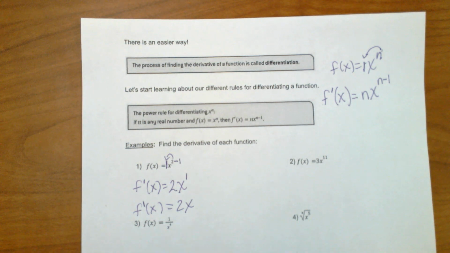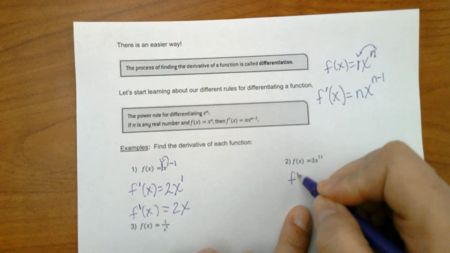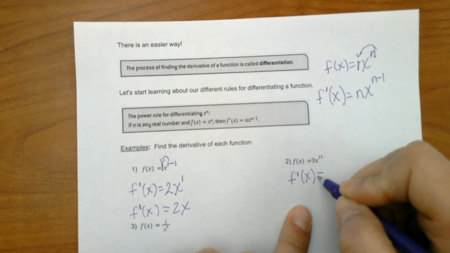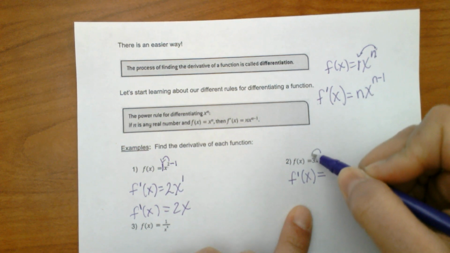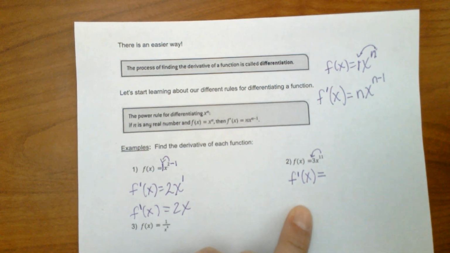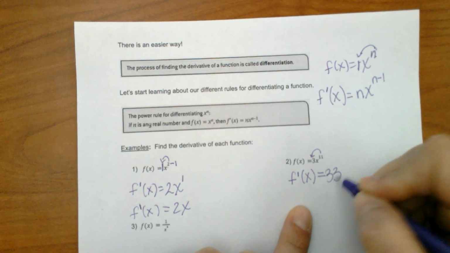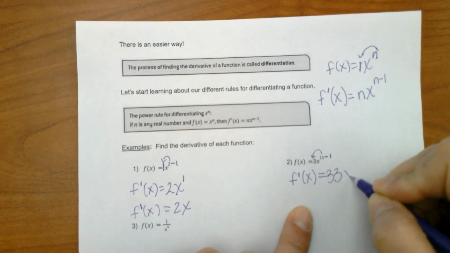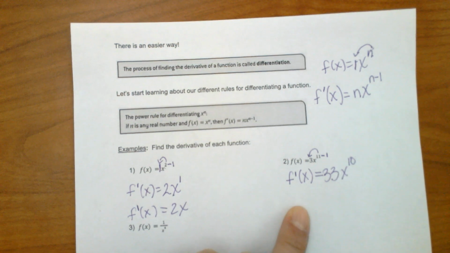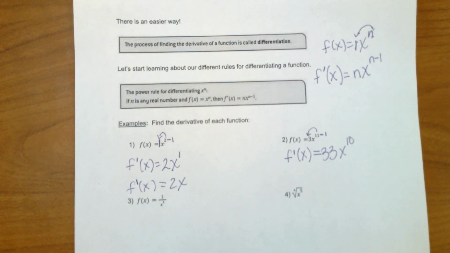Let's do it again. Number 2. We want to differentiate, so f prime of x equals 11. We're going to multiply it by the number in front. 11 times 3 is 33. Then we have to subtract 1. x to the 11 minus 1 is 10, and you're done. Perfect. Let's look at some other examples.